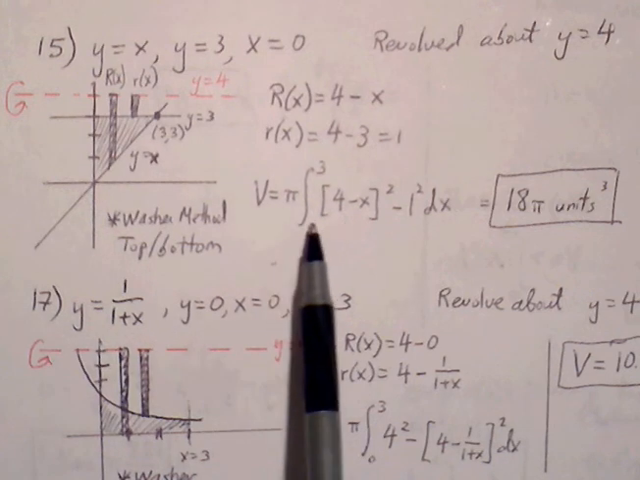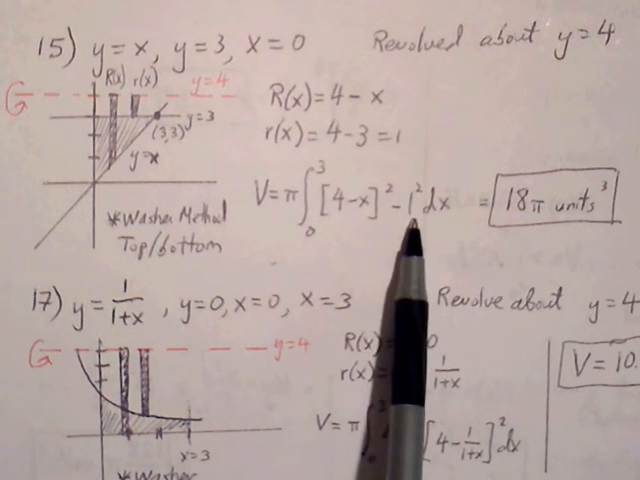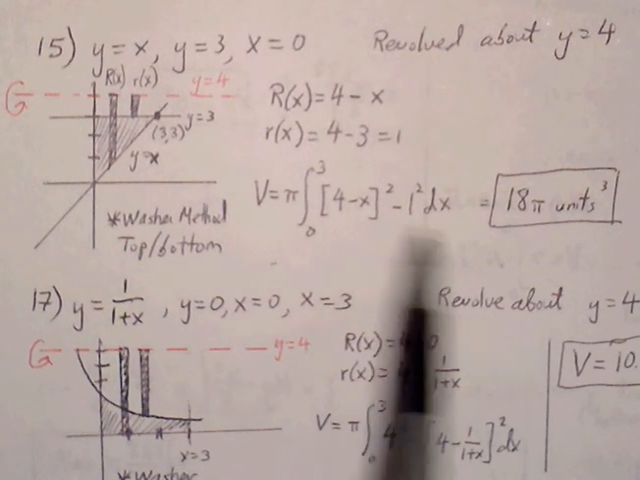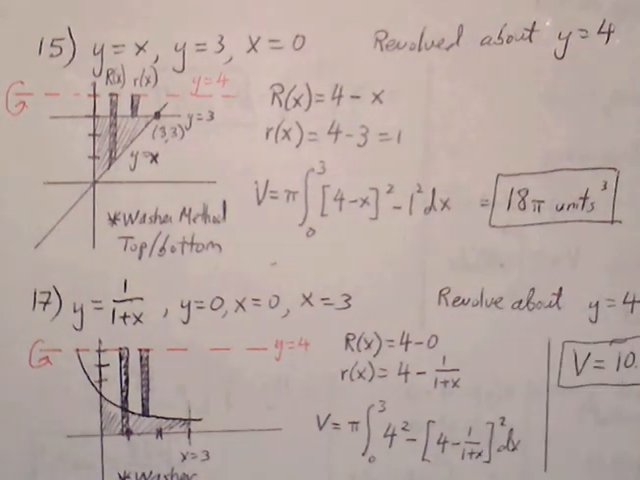So, big R squared minus little r squared. Expand or go through power rule, plug in your calculator, and you get 18 pi cubic units.